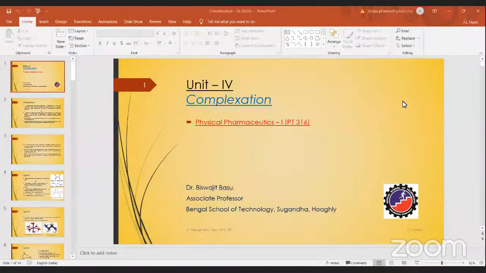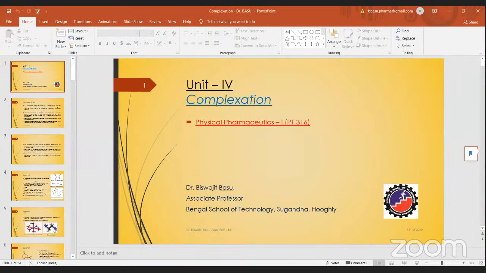We have seen what complexation is, and that we have also completed. So can you tell me one example of how solubility is increased by the help of complexation? How is solubility increased by the help of complexation?